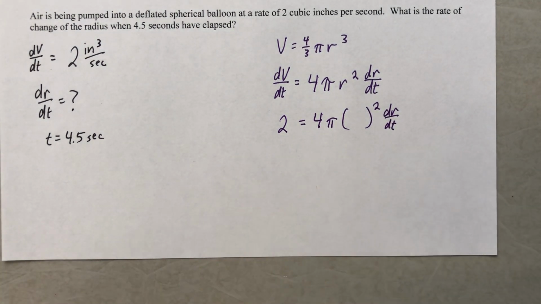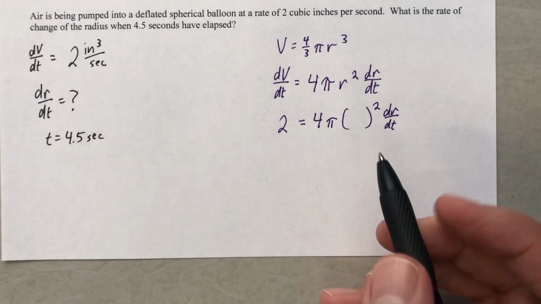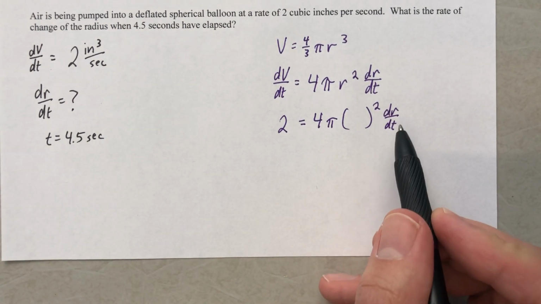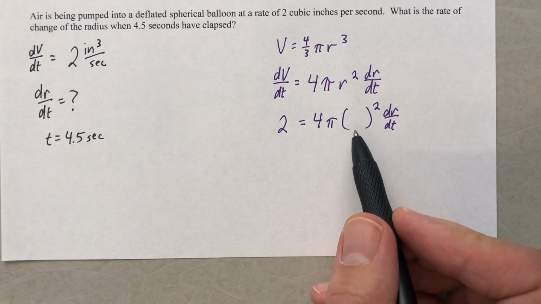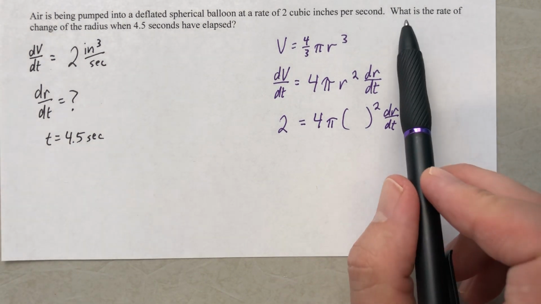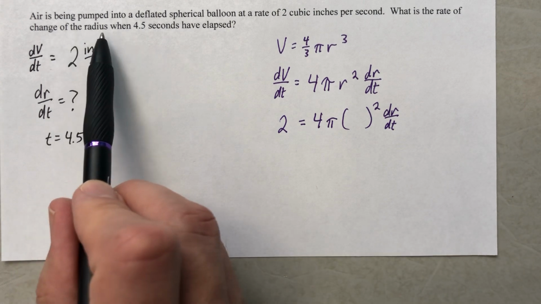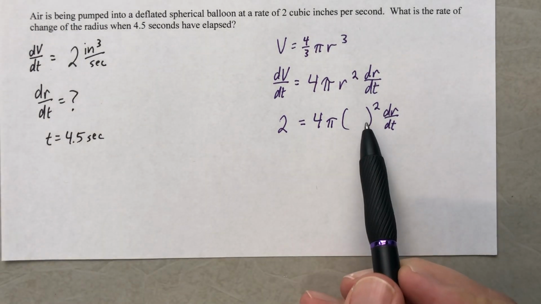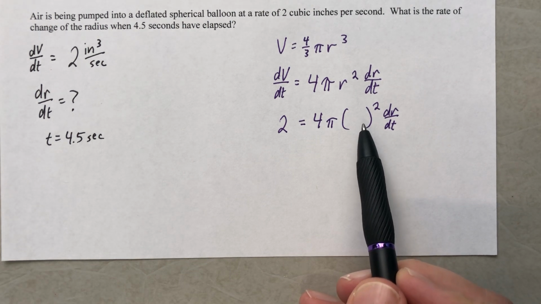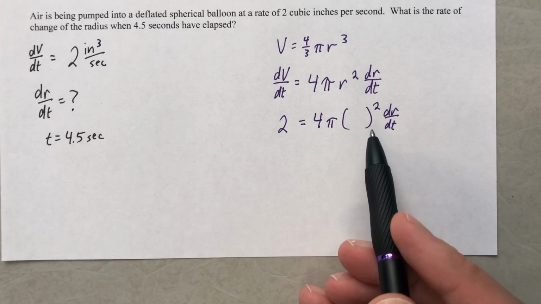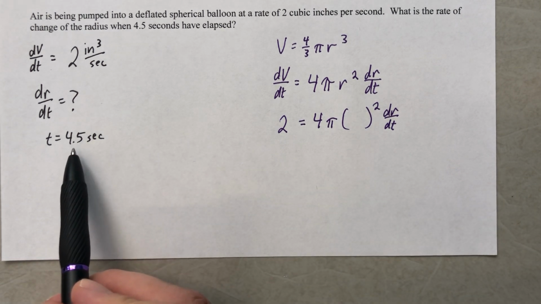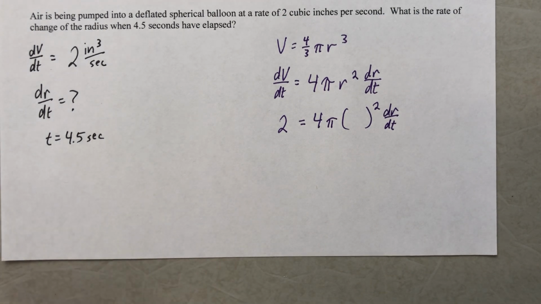We can't go any further with this until we figure out the rate of change of the radius. The radius itself. We can't find the rate of change of the radius until we find the radius. So let's find the radius. What is the rate of change of the radius when 4.5 seconds have elapsed? I wonder what the radius is. Here's the real question. What is the radius after 4.5 seconds? I don't know, but I have a wonderful way of finding out.